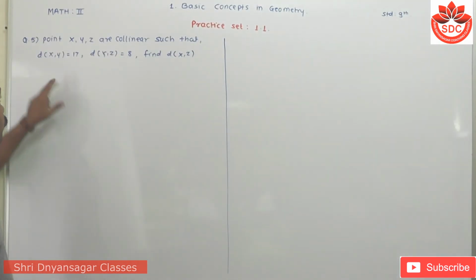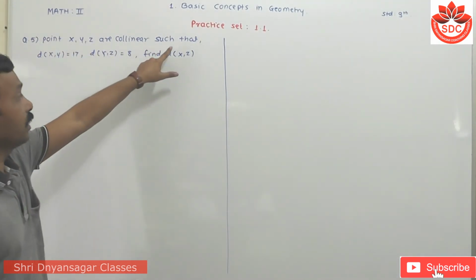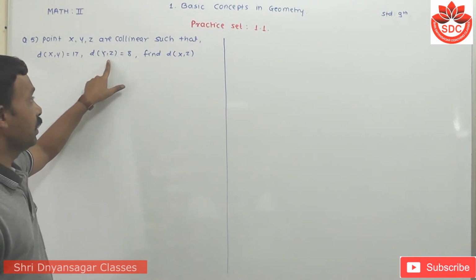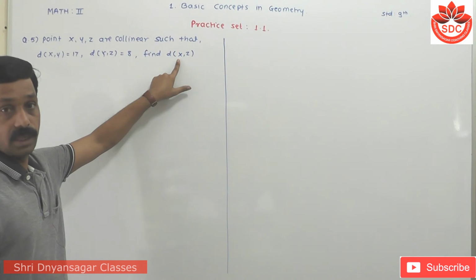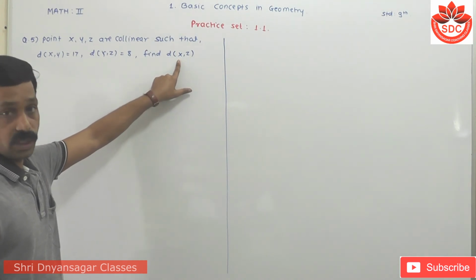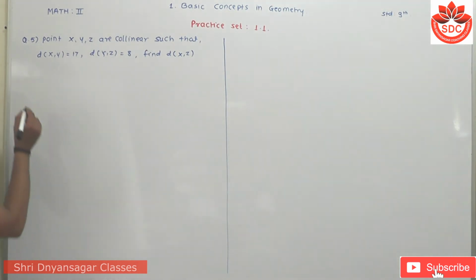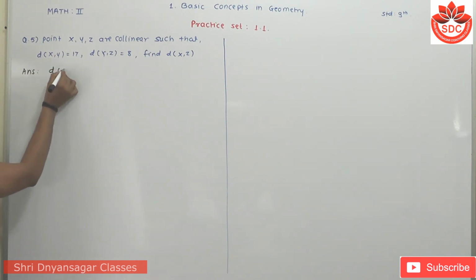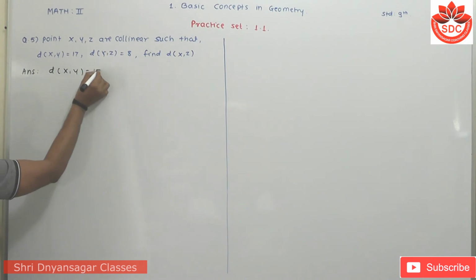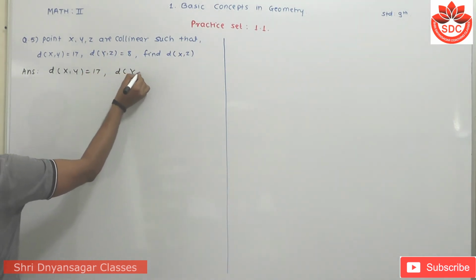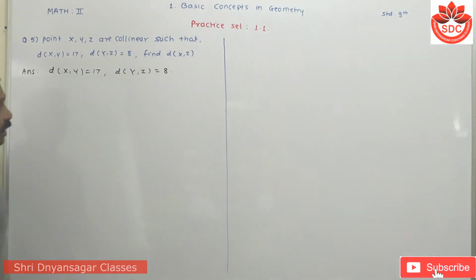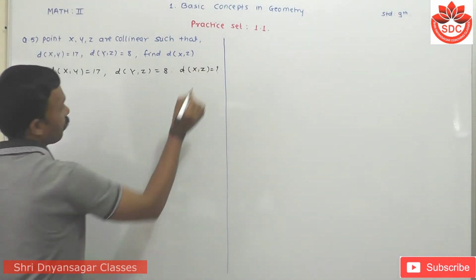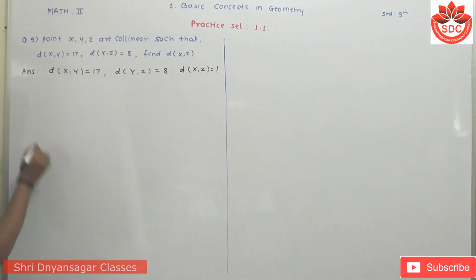Let's see question number 5. Points X, Y, Z are collinear such that the distance of XY is 17, the distance of YZ is 8. Find the distance of XZ. Student, there are also two possibilities. The first possibility we take here. The given is that the distance of XY is equal to 17, the distance of YZ is 8. We have to find the distance of XZ.